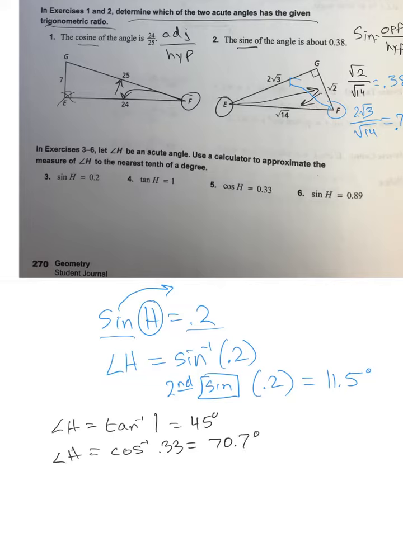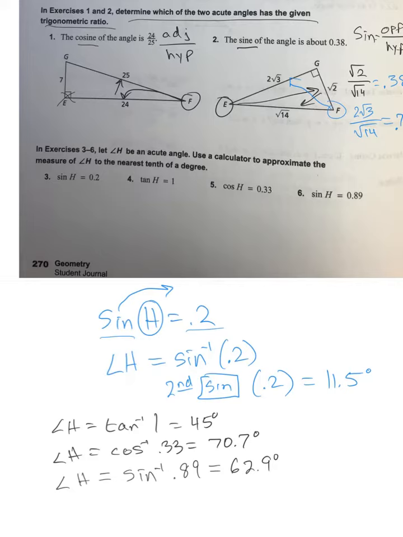And then number 6, again, I'm going to give you a moment, or you can pause the recording and do it yourself. I'll just go ahead and move on. If you need to, pause it and see if you can get the right answer. So angle H is equal to the arc sine of 0.89. Figure out what that is. Second sine 0.89. And that would be 62.9 degrees. And that is that page.